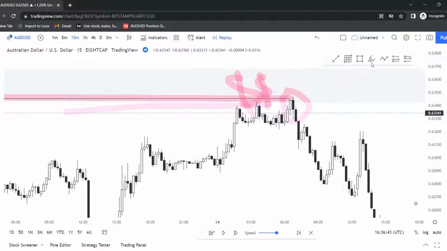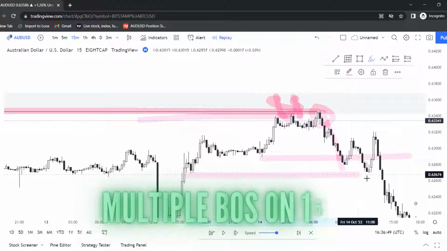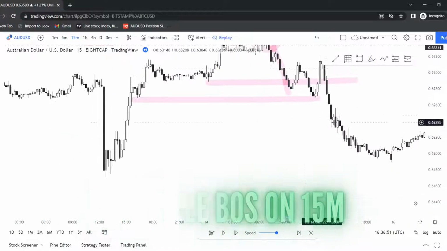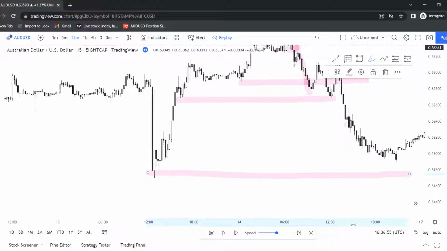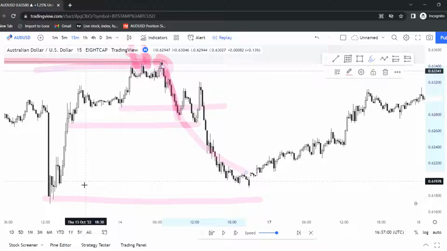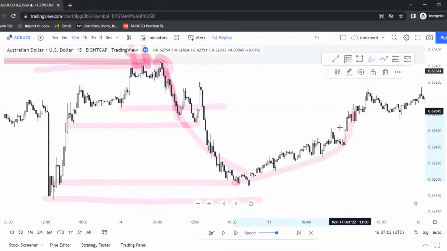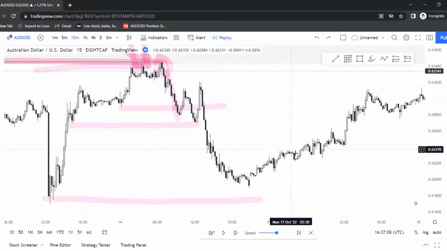So once it took that liquidity, it went down and broke these structures on the 15-minute time frame, although it did fail to break these lows right over here. If we see right over here, it came down, found some demand on this zone, and just went back up again to maybe retest the 4-hour supply zone again. But it is what it is.